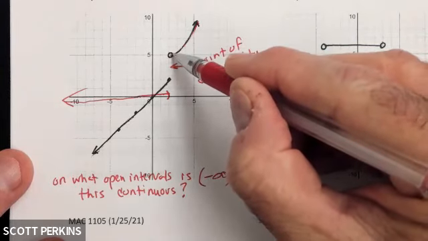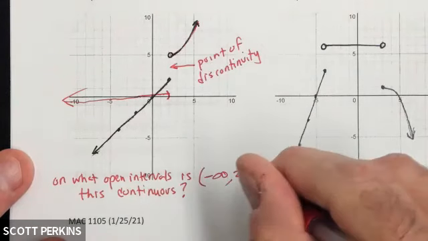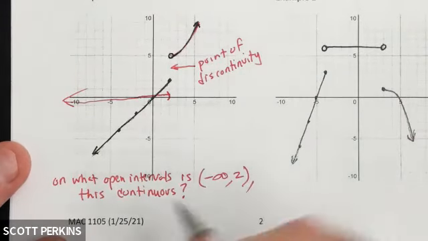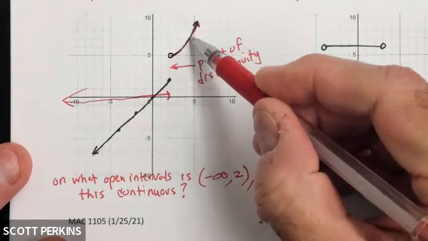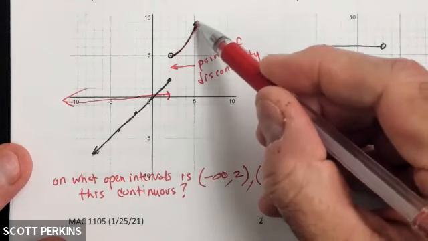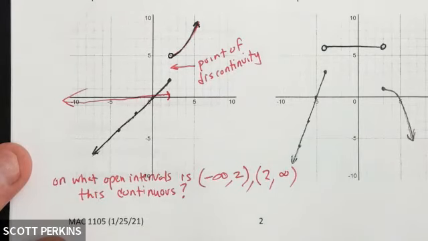Well, what's the lowest x value? 2. Okay. So usually we use a comma. We're not using a union. We're not describing a full set of values, just a comma. We're listing the different intervals. So 2. And then what's the highest x value we have here? Yeah, there's an arrow there, and so that is infinity. So that's where this is continuous.